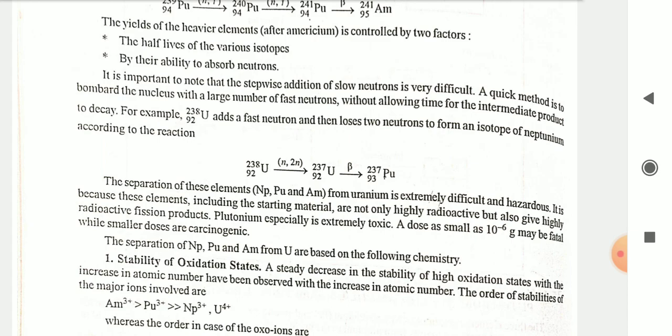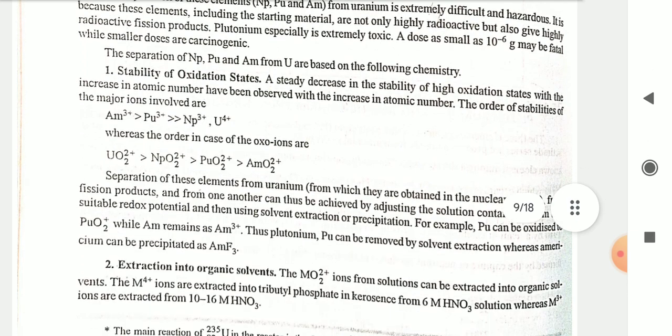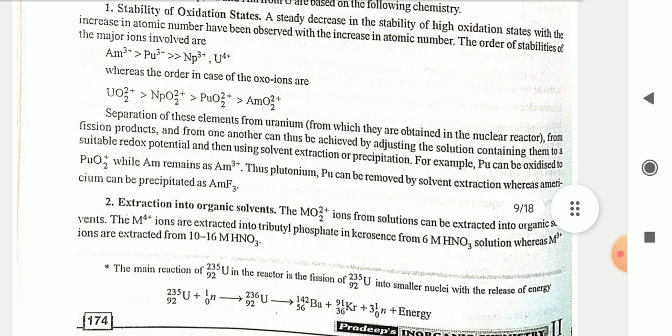The separation of Np, Pu, and Am from uranium is based on the following chemistry. First, stability of oxidation state. A steady decrease in the stability of high oxidation states has been observed with increase in atomic number. The order of stability of the major ions involved is Am3+ greater than Pu3+ greater than Np3+ and U4+, whereas the order in the case of the oxo ions is UO2 2+, NpO2 2+, PuO2 2+, AmO2 2+.